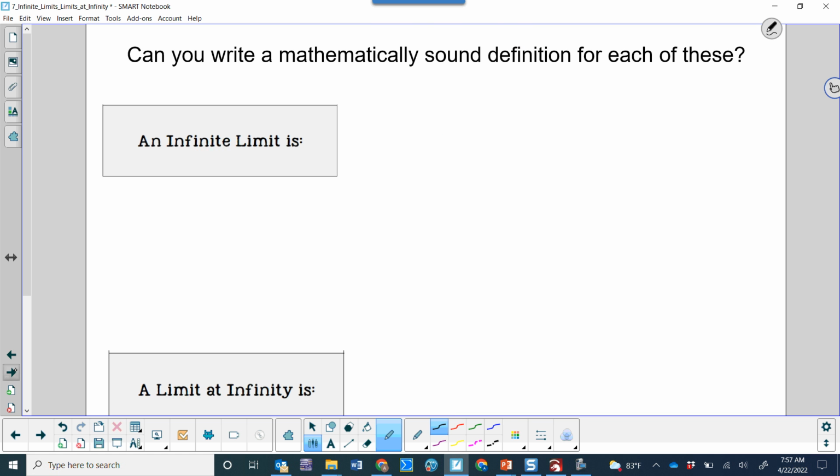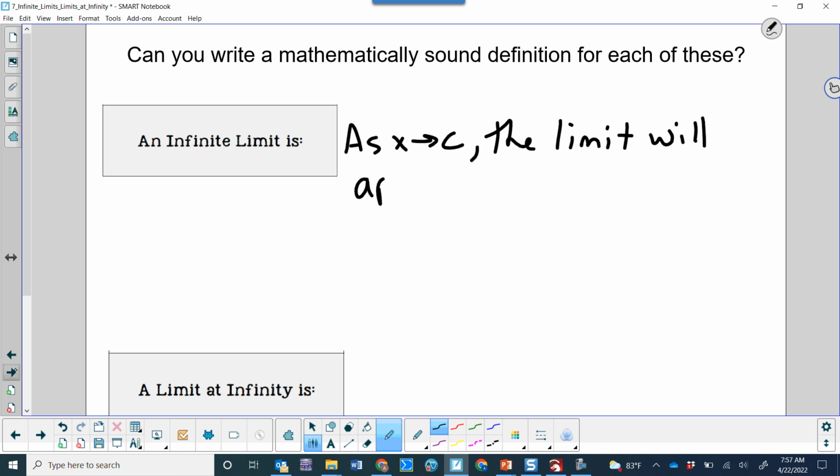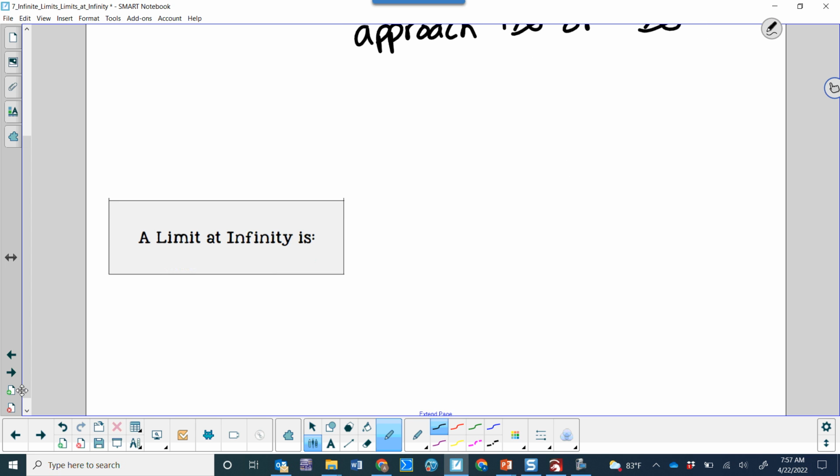So an infinite limit is: as x approaches c, some number, the limit will approach positive or negative infinity. So that's an infinite limit. And so generally a vertical asymptote would be there. A limit at infinity is talking about as x approaches positive or negative infinity. So it's talking about what happens as I go to infinity.